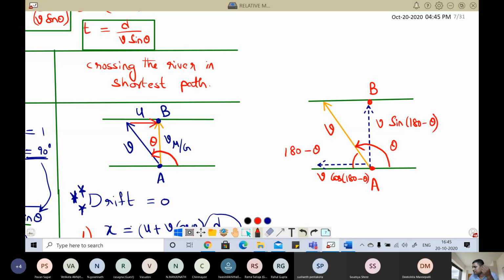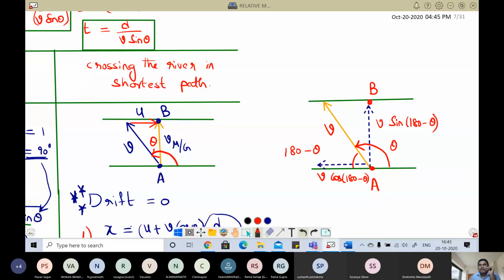I think he is not there. Chinmayi? Ramanjita? Not there. Manjunath?